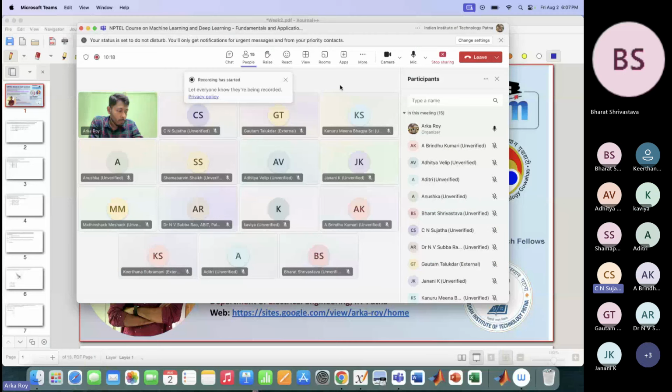Hello. Yes, Sir, I have a doubt on bias and variance. May I ask the question now, please? Yes, you can ask. Suppose we have some data points, actual values and predicted values, like an array of values. So how to evaluate that bias and variance, sir?